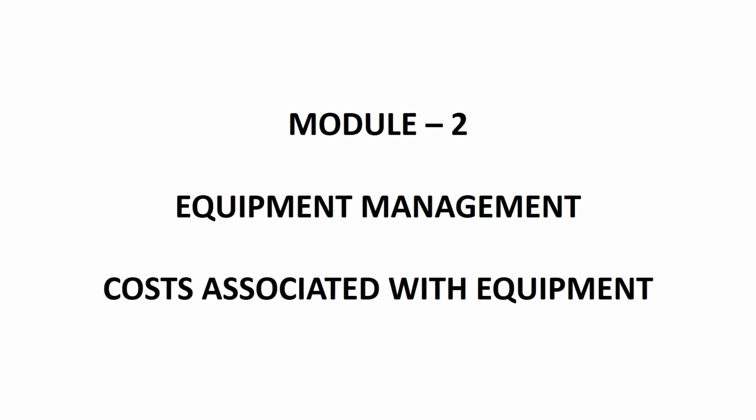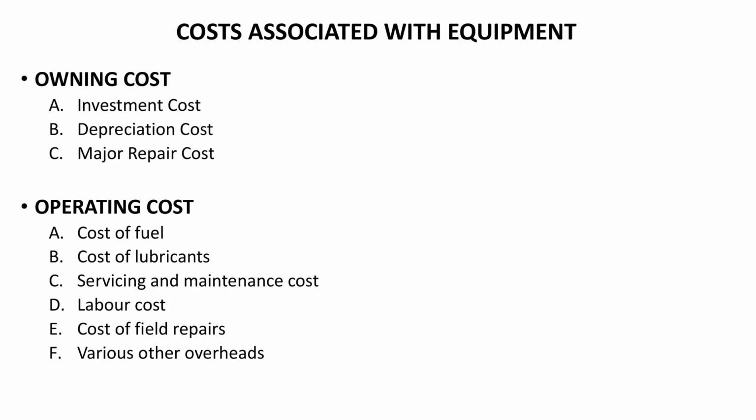Today in this session, we'll be looking into the various costs associated with an equipment. We have basically two types of costs associated with an equipment: owning cost and operating cost.